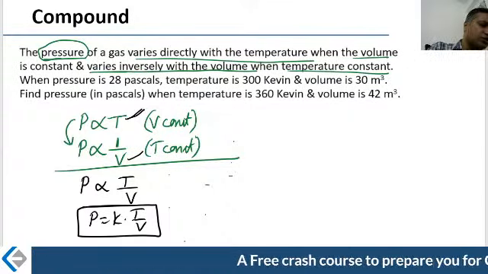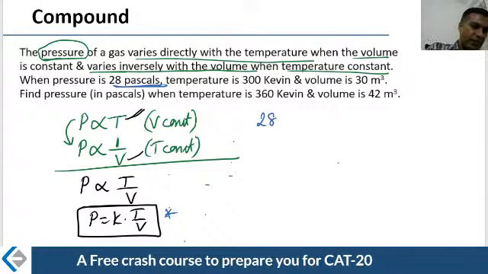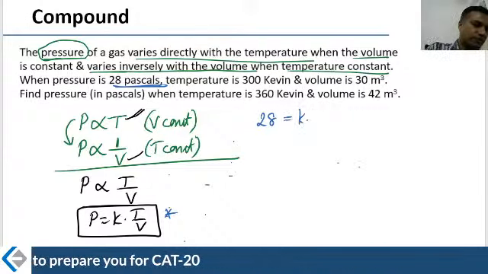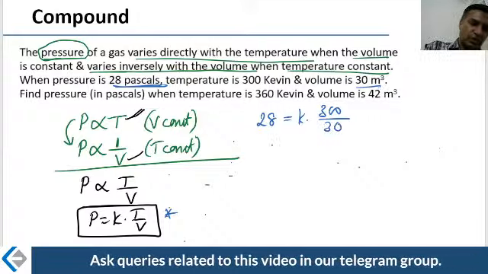Fair enough. Now solve this question from here. Let's put it in perspective. First one, 28 pascals. Apply it here, friends. This is the key here. You got the key. Apply it in the key. First case: 28 pascals is equal to K times temperature 300 in the numerator, volume 30 in the denominator. Good. So that's one piece of information.